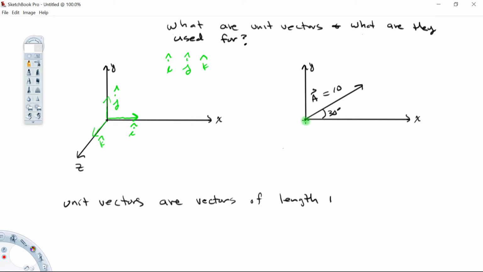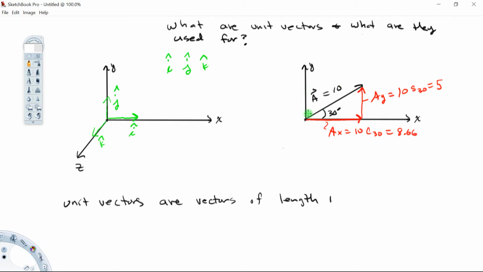The x component of A, I could draw here. I would typically call that something like Ax, and because it's adjacent to the 30-degree angle, it's going to equal 10 units times the cosine of 30 degrees, which is 8.66 units. The y component of vector A, we could draw here. It's opposite the 30-degree angle, so it's going to equal 10 units times the sine of 30 degrees, which is 5 units long.